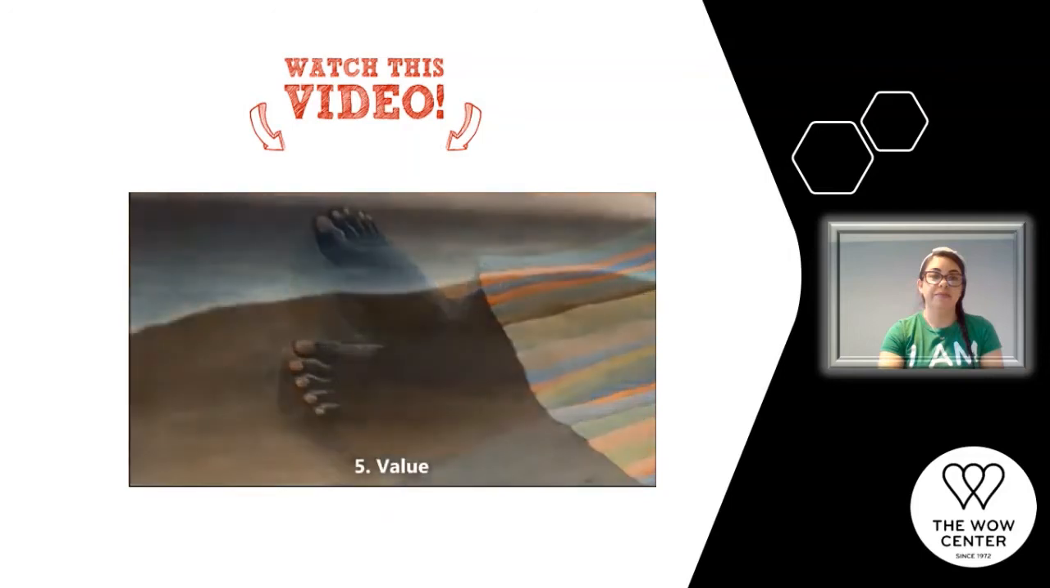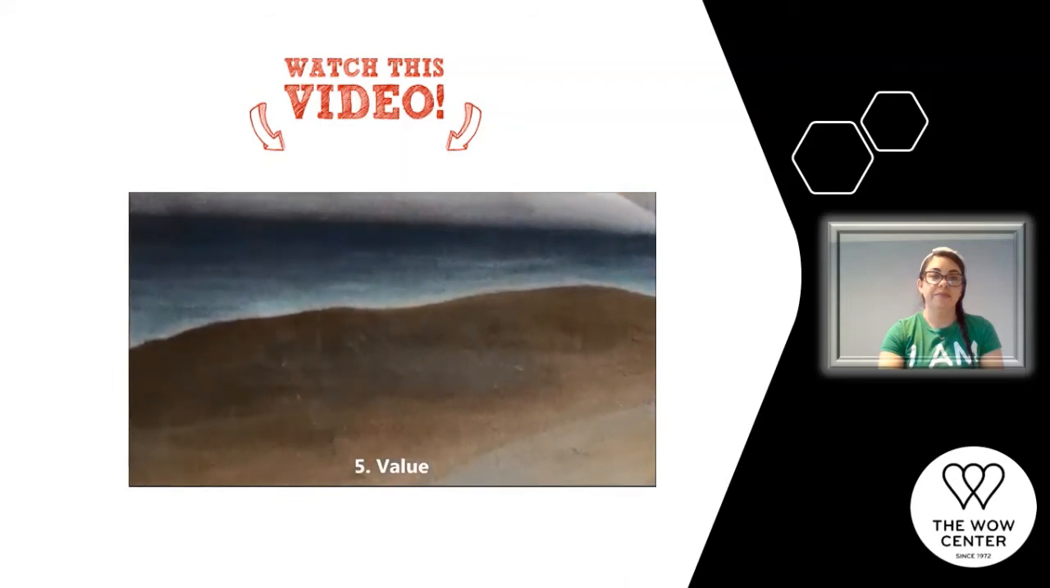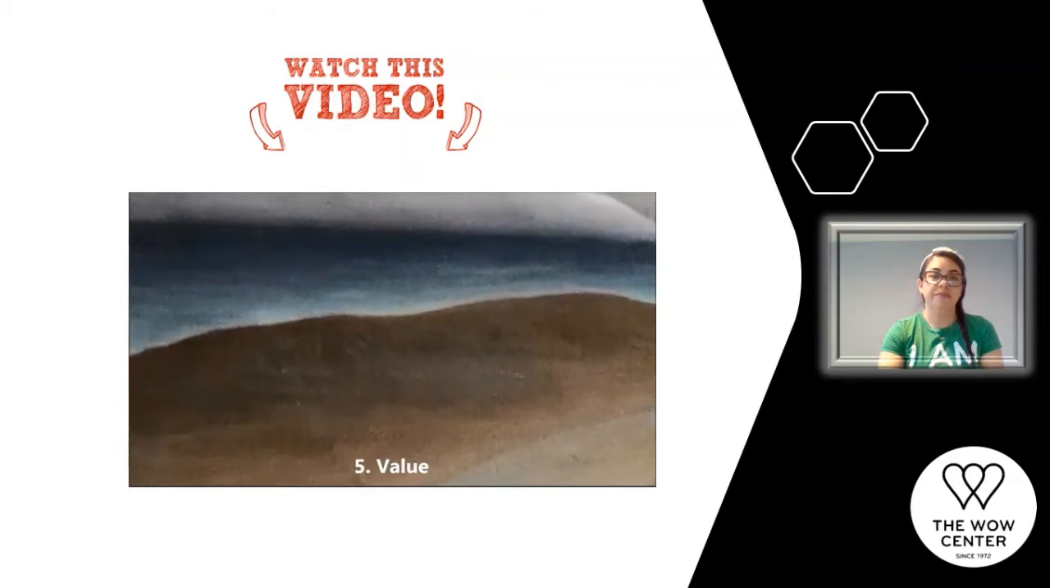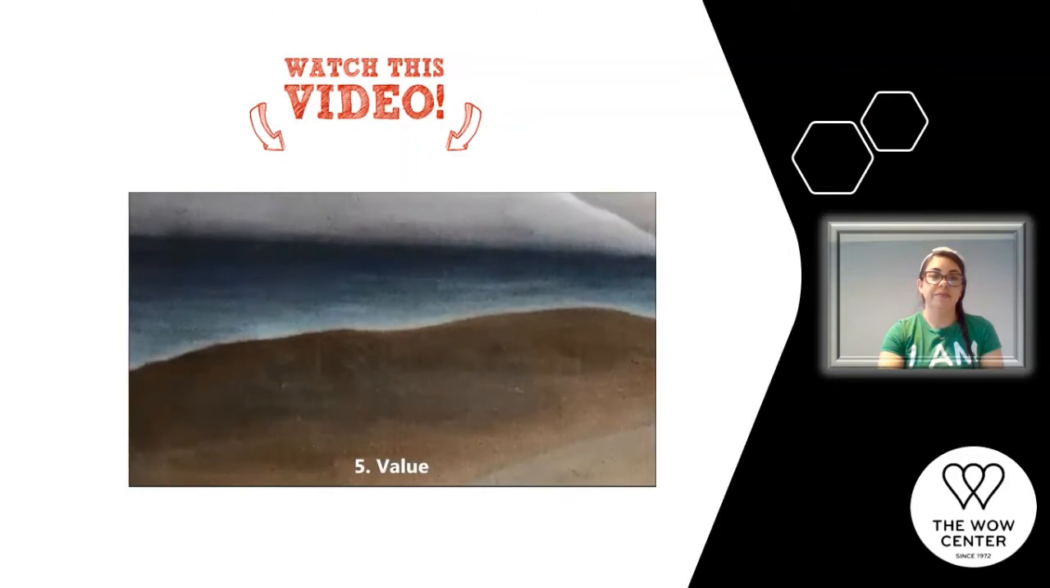Here we can see a wonderful use of value to give some illusion of space or perspective. The values of blue in the water or the browns in the sand, for example, gradually change from dark to medium to light.